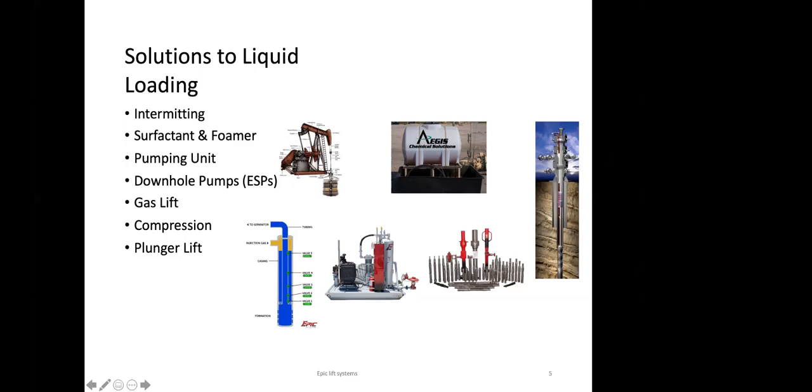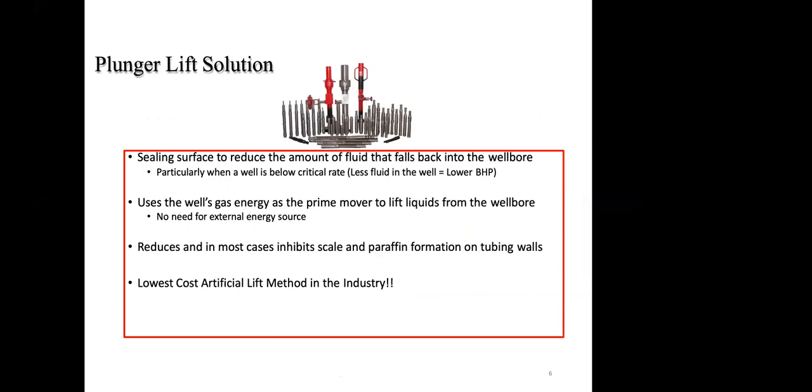Other examples of intervention would be foamer and surfactant, and then a pumping unit, of course, downhole pumps, ESPs, gas lift, utilizing compression on the flow line to reduce your wellhead pressure, or just basically utilizing compression to gas lift, maybe without the gas lift valves. And of course, plunger lift is another way to address liquid loading, and we're going to focus on the plunger lift side of it. Again, if you have questions or if I'm going too fast, just shoot that in the chat to Tawny.